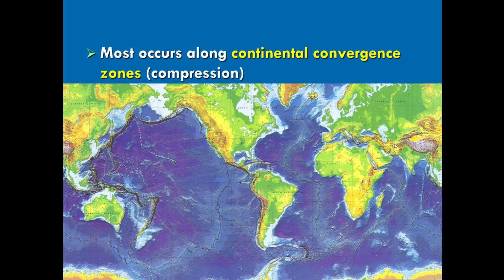uplifting the Himalayan mountains. Most of this regional metamorphism is going to occur, again, where continents are converging with one another because there's incredible compressional stress. And the most common place for that in our present Earth is the Himalayas.